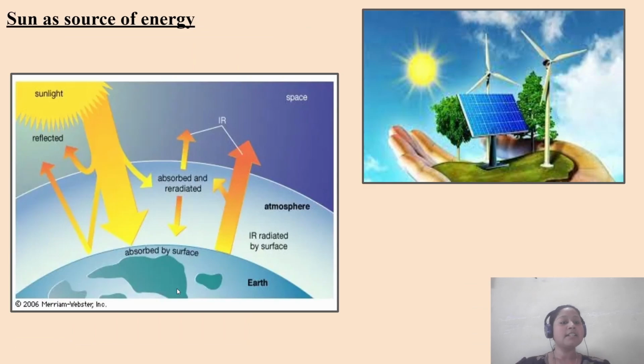Next, sun as a source of energy. The sun is the basic, primary source of energy for our planet. Whatever rays are coming from the sun are absorbed by our surface. Some of the harmful rays are reflected back, and the useful rays are transferred inside the earth, trapped inside, and that acts as a source of energy for our whole planet.